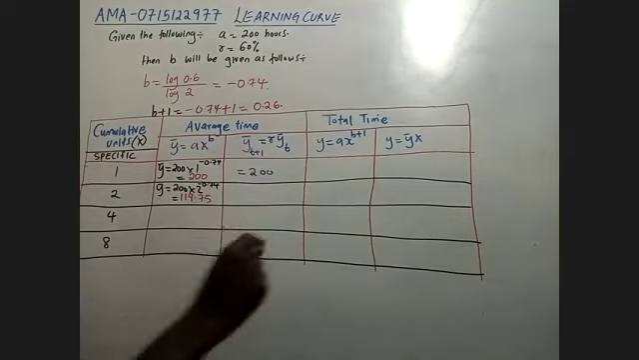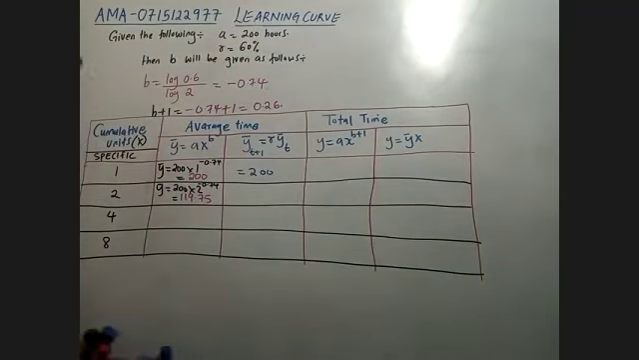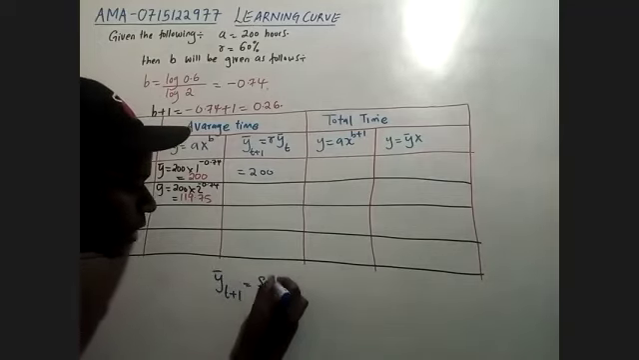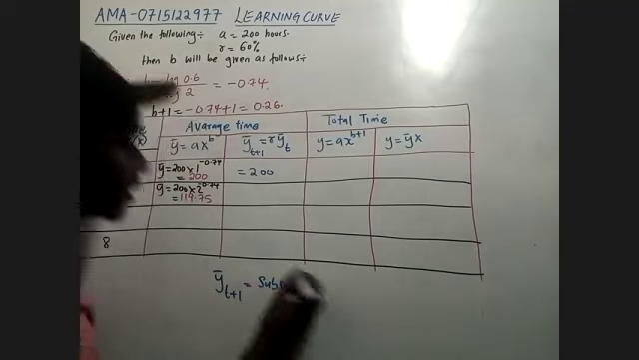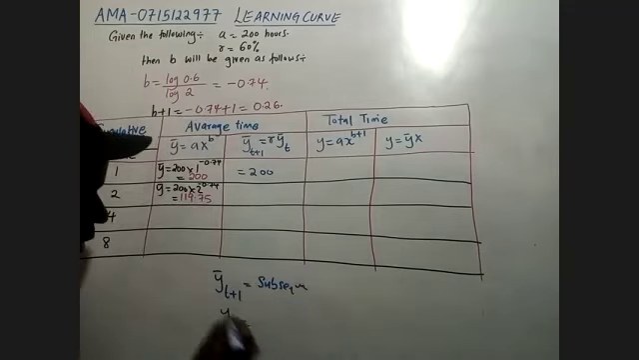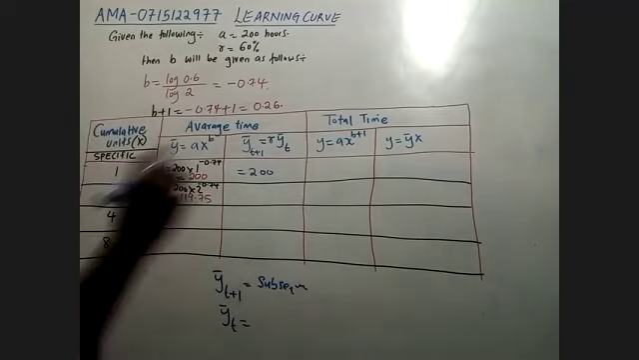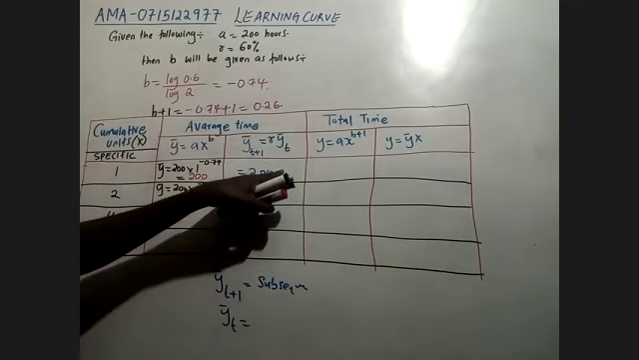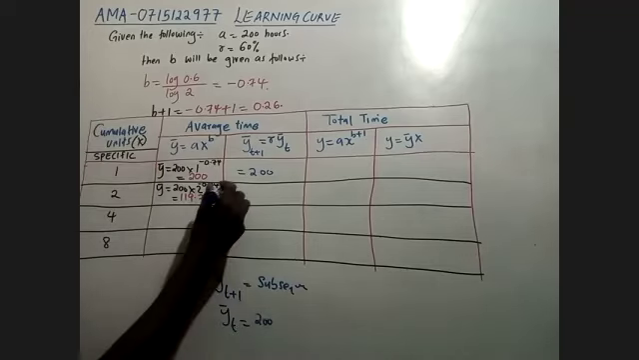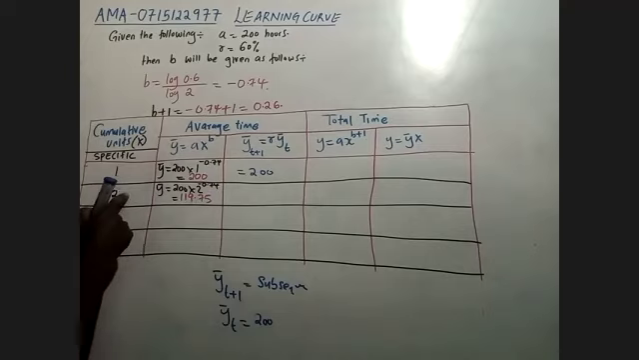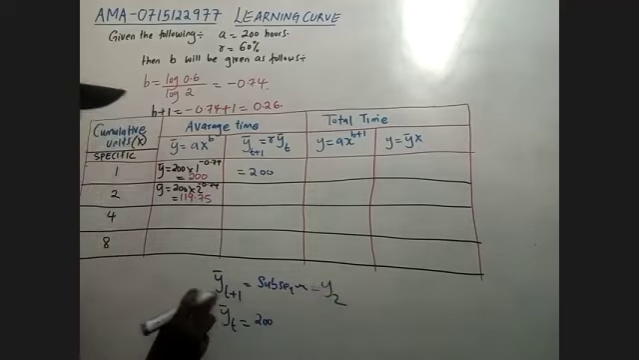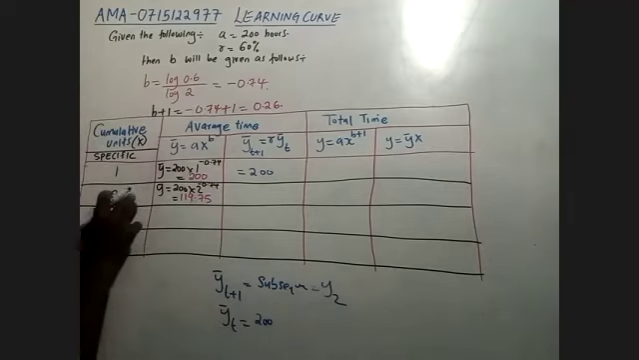For you to get this one, y t plus 1 means the subsequent. Let us remember that y t plus 1 means subsequent. We want to get the subsequent. But remember, y t bar is the value for the previous one. So what is the previous time? The previous time is 200. Remember, we want y t plus 1, which is the same as saying y2.